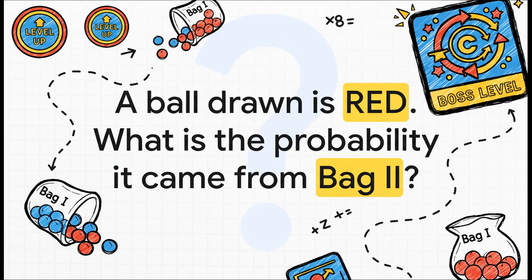Now this is the real magic of Bayes' theorem. Usually we'd try to find the probability of getting a red ball, but here we already know the result. We have a red ball in our hand. We have to work backward to find out where it came from. We have to think like a detective solving a mystery.